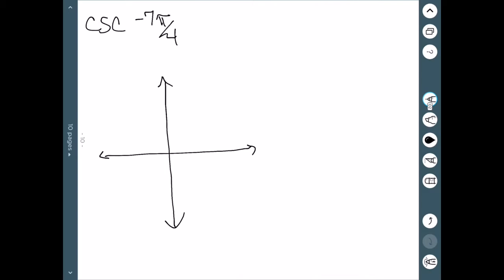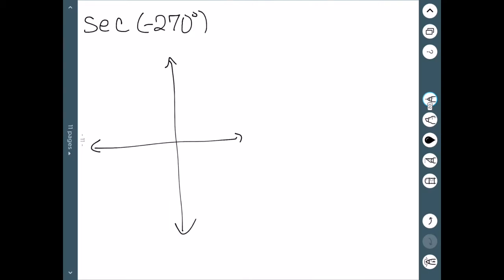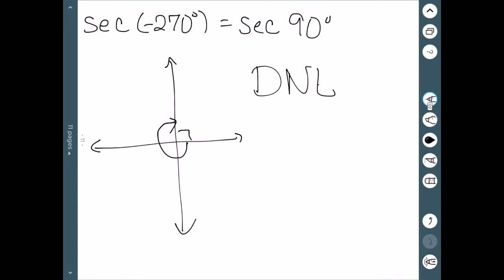Cosecant of -7π/4. Once again, we know that 8π/4 is a full circle. The negative means we're moving around clockwise. So this is the same thing as cosecant of π/4, which we know to be the square root of 2. Finally, secant of -270. -270 goes around clockwise and is the same thing as secant of 90 degrees, which we have found actually does not exist.